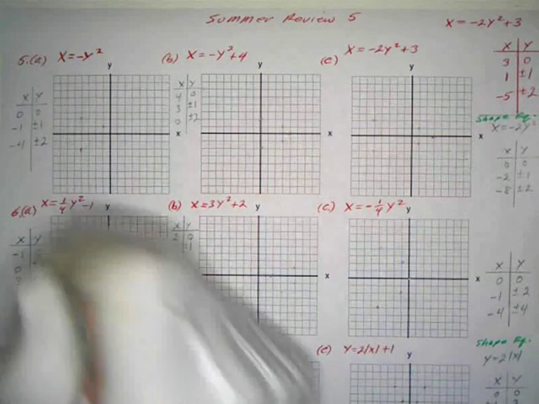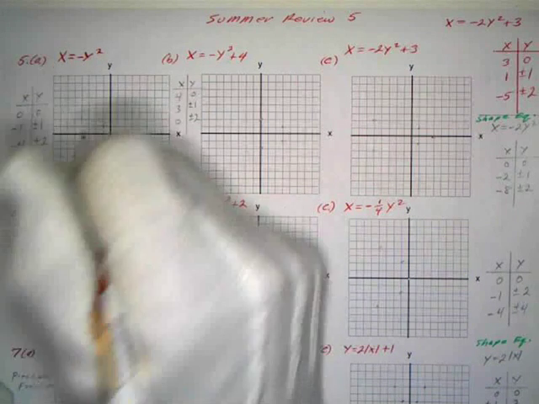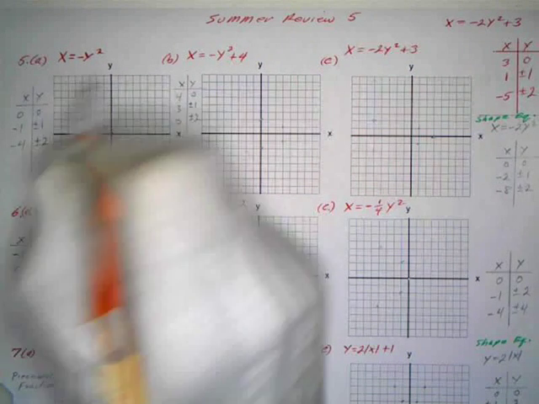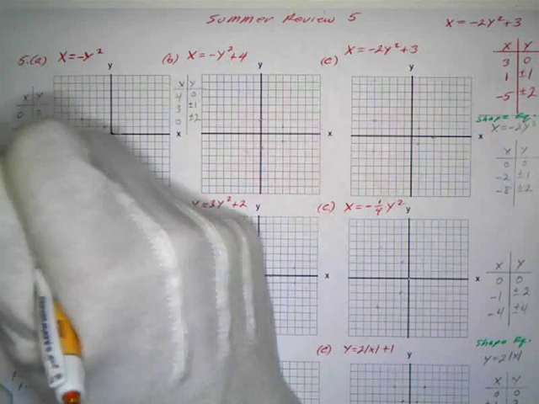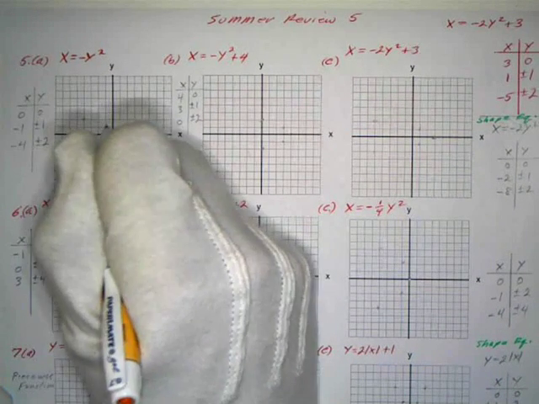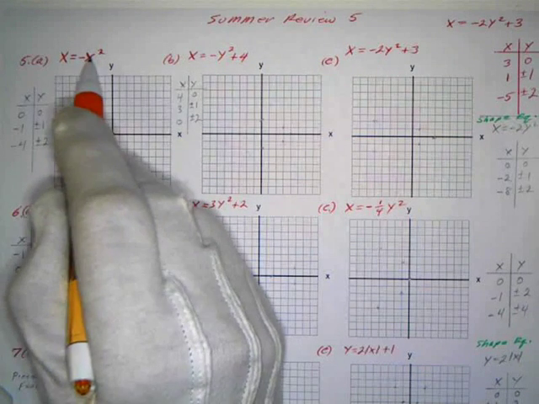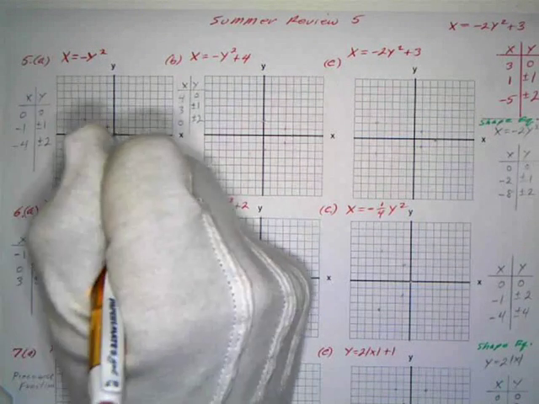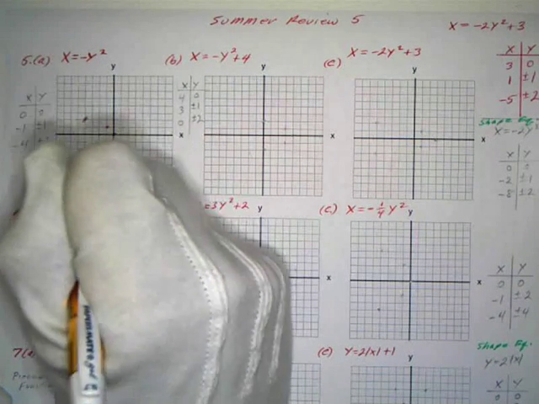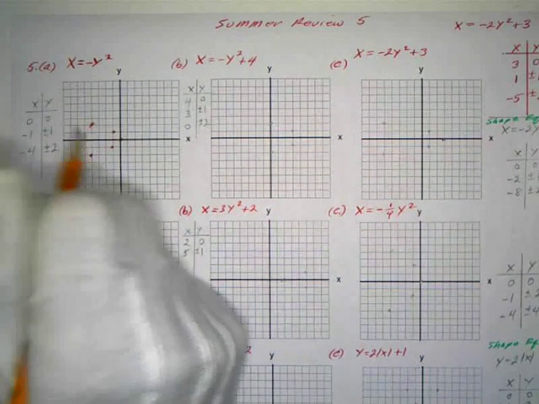When y is 0, x is 0. When y is plus or minus 1, I still get negative 1, so x is negative 1. And then when y is plus or minus 2, 2 squared is 4, and that's negative 4, so x is negative 4. So you get some points real easy like this, and then you get an idea what it looks like. And so that makes sense.